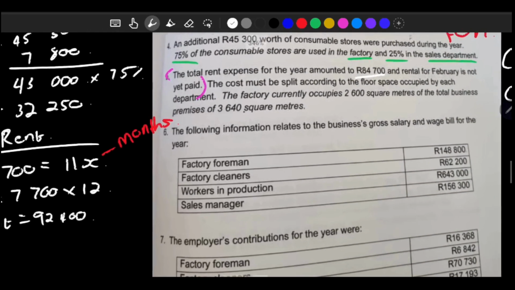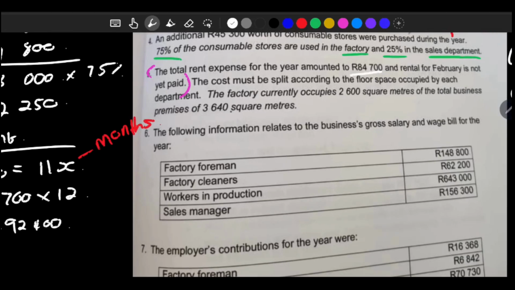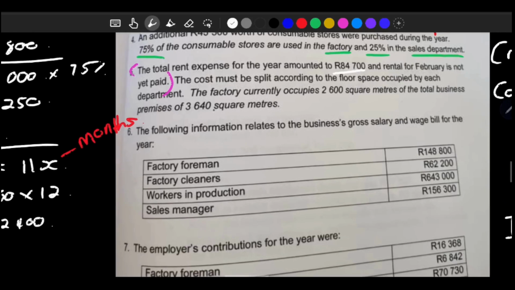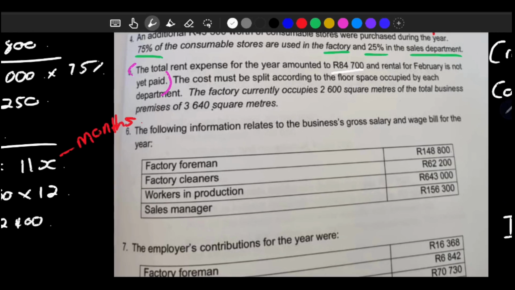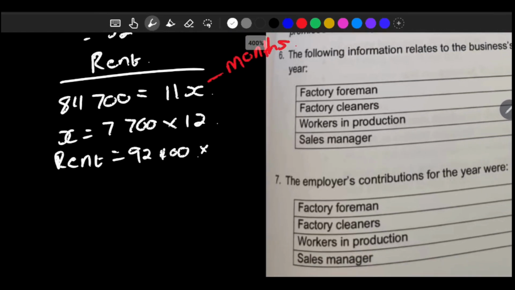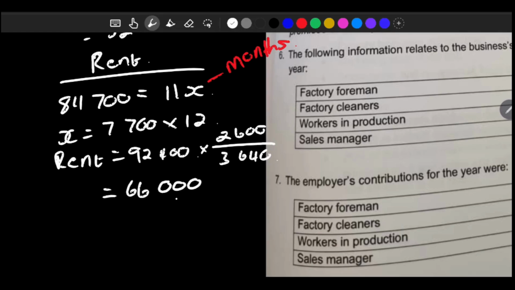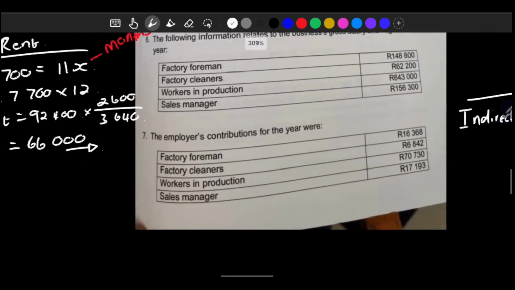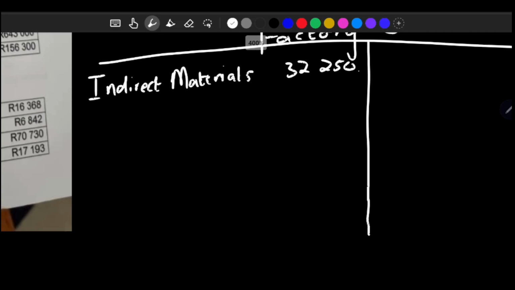We only took care of the first part. The second part says the cost must be split according to the floor space occupied by each department. The factory currently occupies 2,600 square meters of the total business premises of 3,640. So we are looking for the cost of 2,600 square meters out of 3,640, and that gives us 66,000, right? And that is the rent for the factory for this financial year.